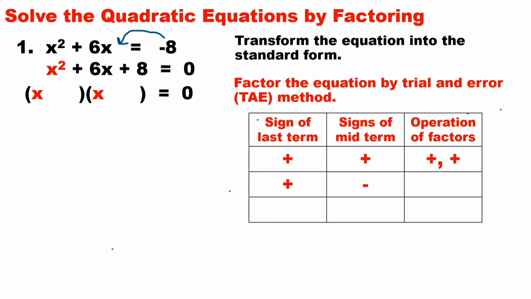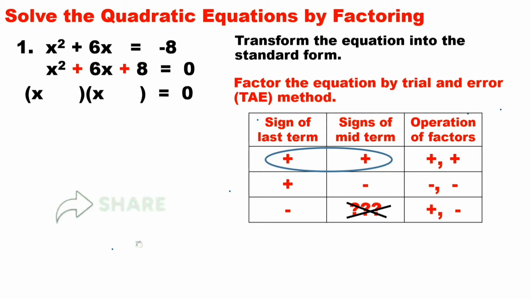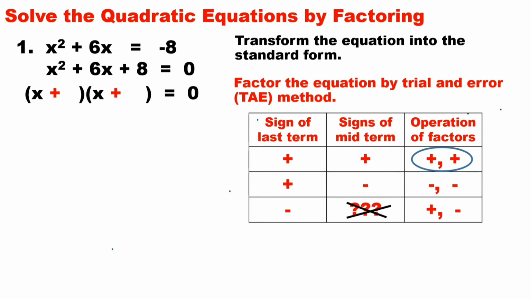Since the last term is positive and the sign of the middle term is negative, the operations of the factors are both negative. And if the sign of the last term or third term is negative, no need to consider the sign of the middle term. The signs or the operations of the two factors, one plus and the other is minus. In our problem, we are on the first case where the sign of the last term and the middle term are both positive. Therefore, the operations of the factors are both plus or addition.